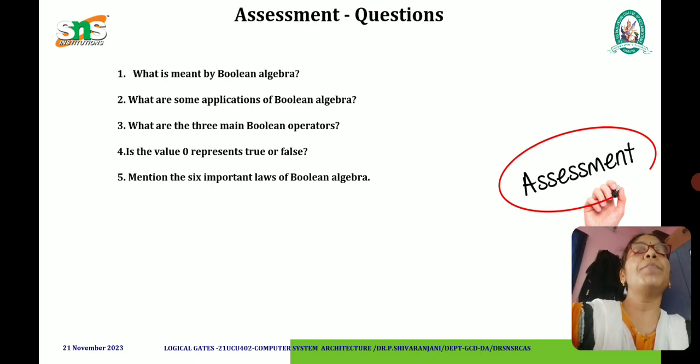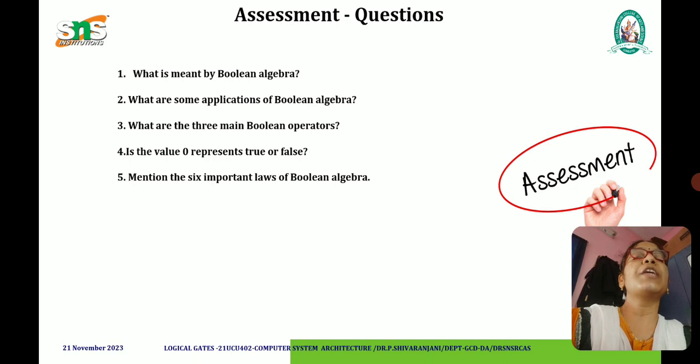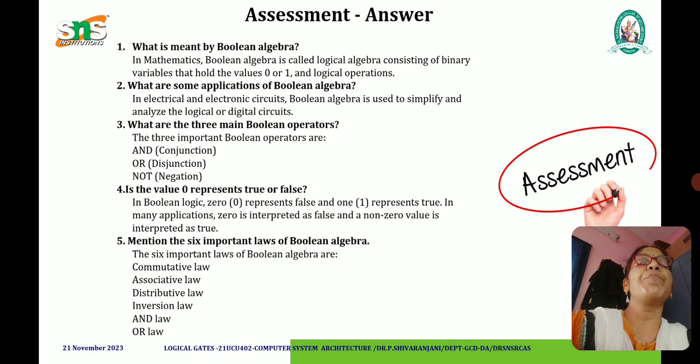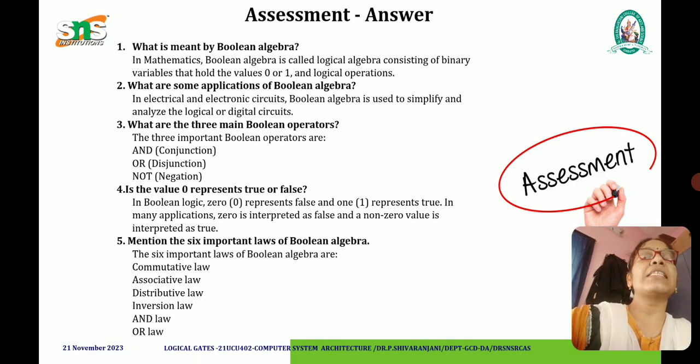What is meant by Boolean algebra? What are some of the applications of Boolean algebra? What are the 3 main Boolean operations? Does the value 0 represent true or false? What are the 6 important basic laws of Boolean algebra? These are some of the assessment questions.